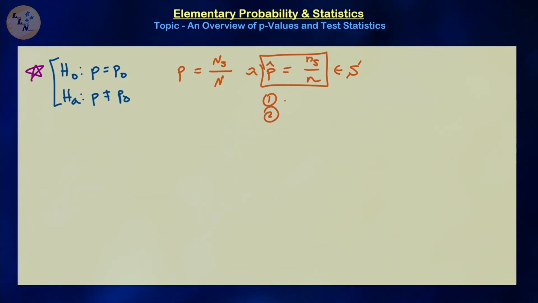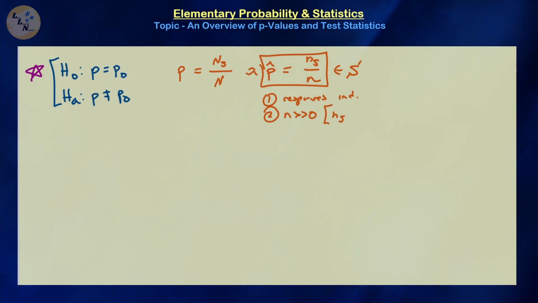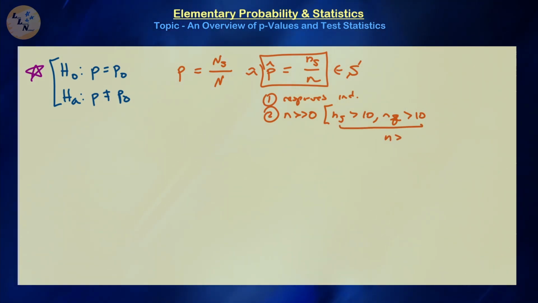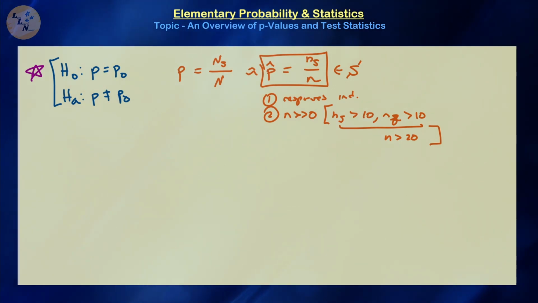It's very important that these two criteria hold. The first thing is the responses must be independent of one another, and the sample size must be substantially bigger than 0. In terms of how large is substantially large, some people require that the number of successes be bigger than 10, the number of failures in our sample also be bigger than 10, and merging these two together means that our sample size must be more than 20.